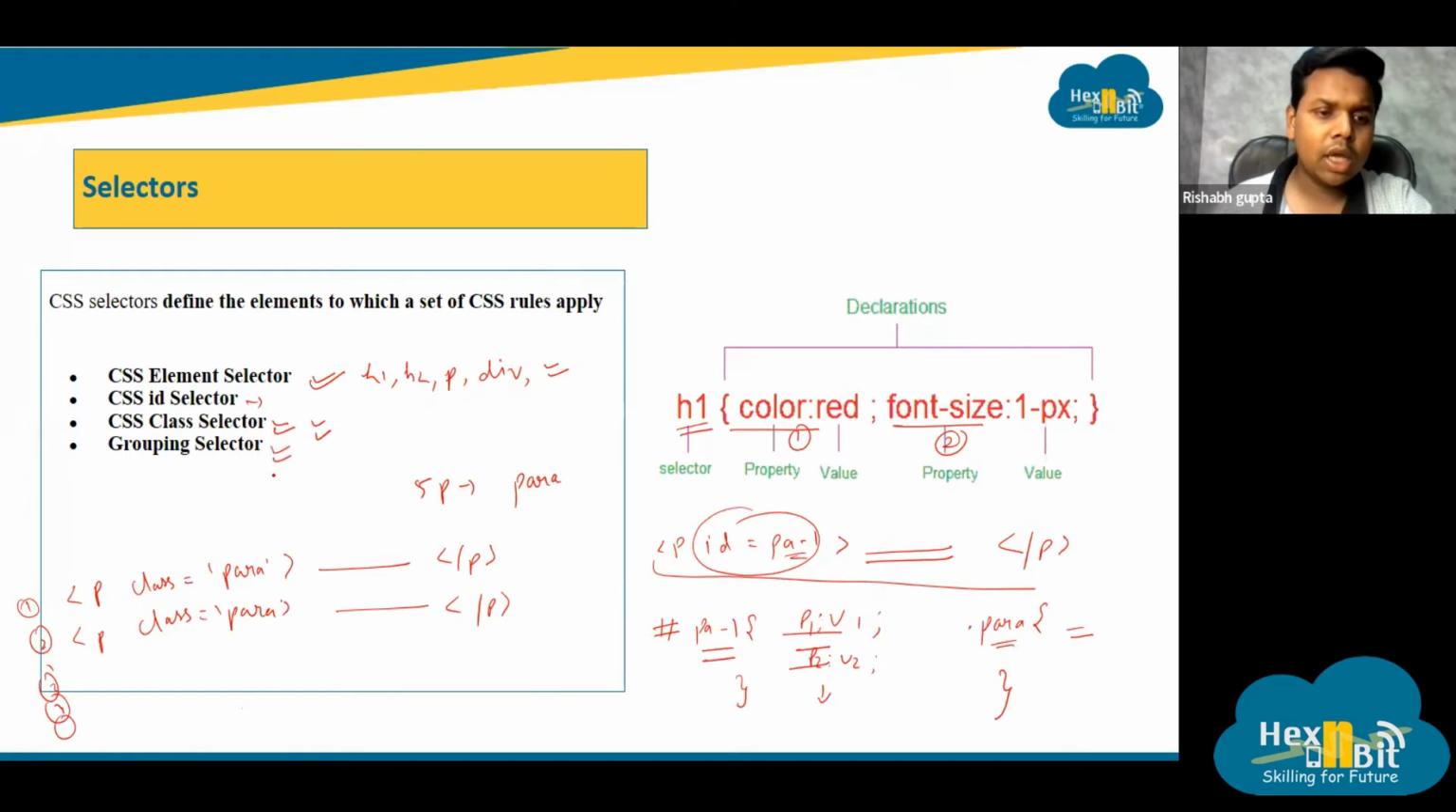Next is the grouping selector. Grouping selector is used when we have to select multiple elements, or you can say multiple classes and IDs. Suppose there is a class called para1, then para2, and there is an ID also. For that I have to write like this, .para2, .para1, because these are the classes. And let's suppose I have an ID as pa1, and I have to give the same styling to all these elements. For that I can address them with the help of this grouping selector. So this is a basic idea about how CSS and HTML work.